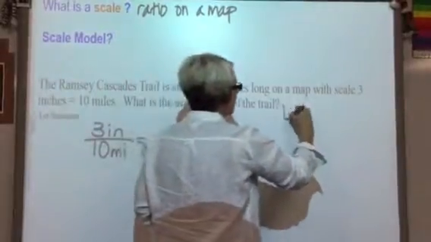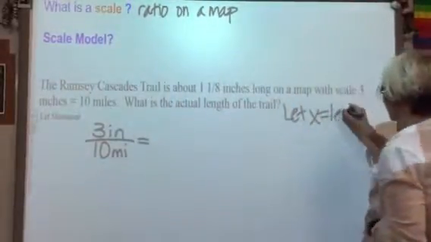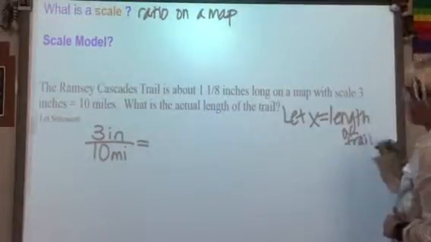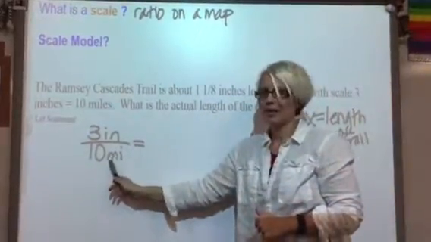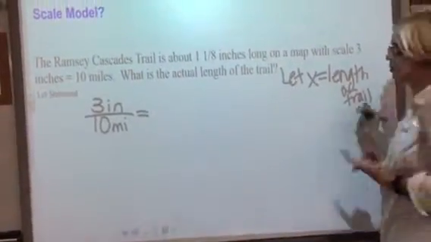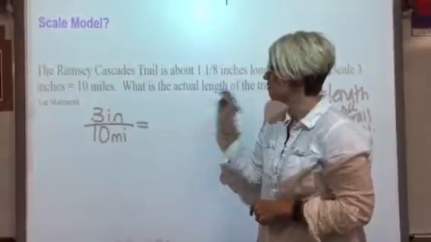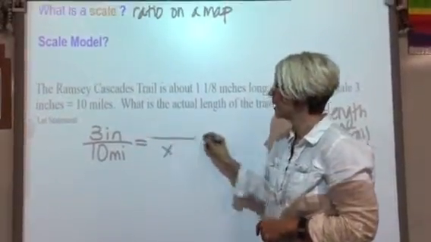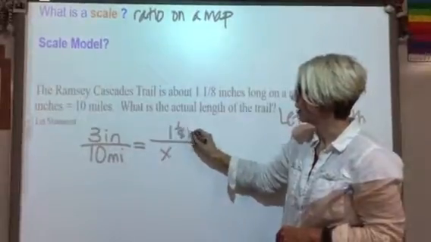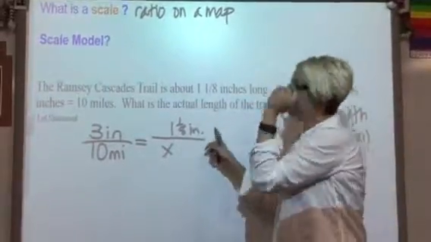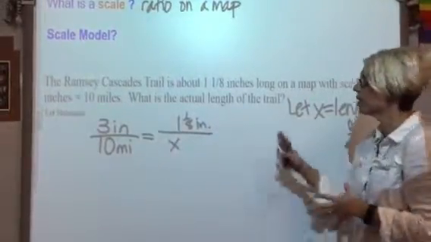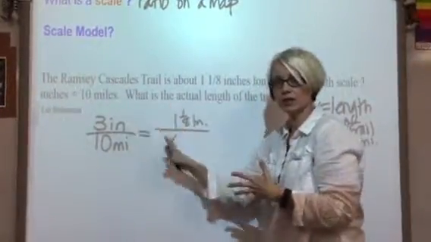Well, let's write a let statement. Let X be the length of trail. Now this is actual length, and the miles are going to be actual length. So if you wanted to have miles here to help you with your label, you could, but that's going to be my variable. I know that it's 1 1/8 inches on the map, and inches goes on top. I really have to set this up correctly in order for it to work. So do you see how we could then cross multiply here?